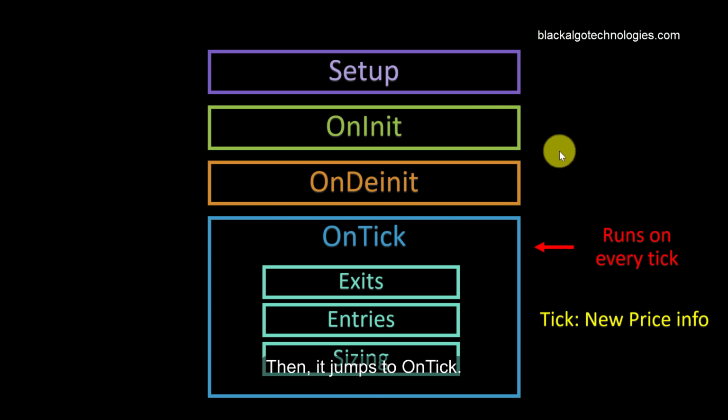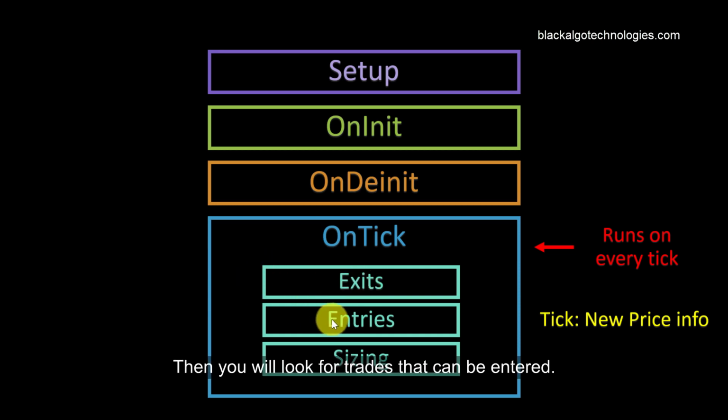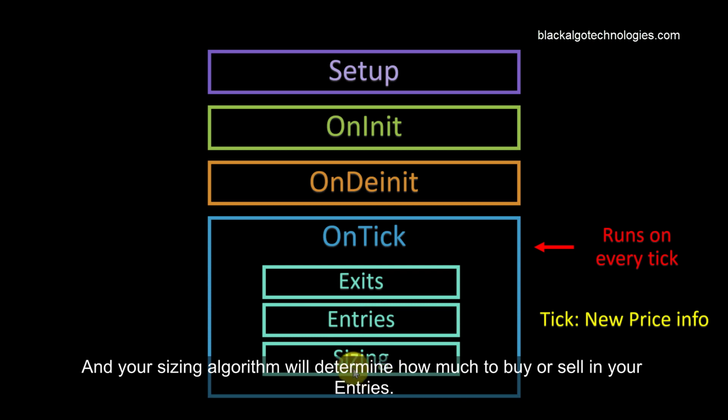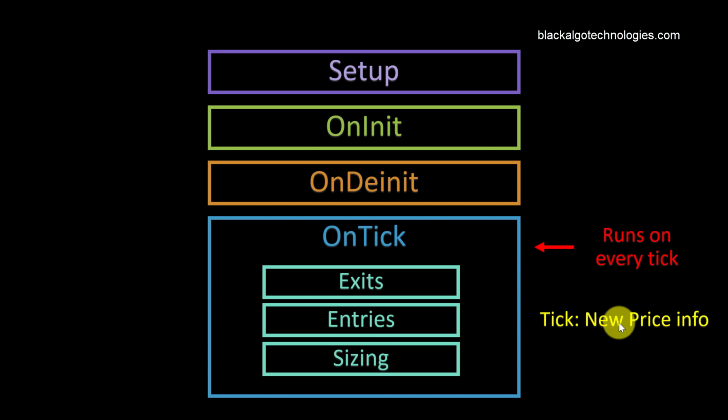Then it jumps to on tick. So it skips on deinit. It jumps to on tick. And when you are in on tick, it will first check for your exits. So it will first exit any trades that need to be exited. Then you will look for trades that can be entered. And your sizing algorithm will determine how much to buy or sell in your entries. Of course, there are a lot of other things involved as we get to the more advanced stage, but essentially, this is it. So now you're running your EA and you're making trades, making some money or losing some money.